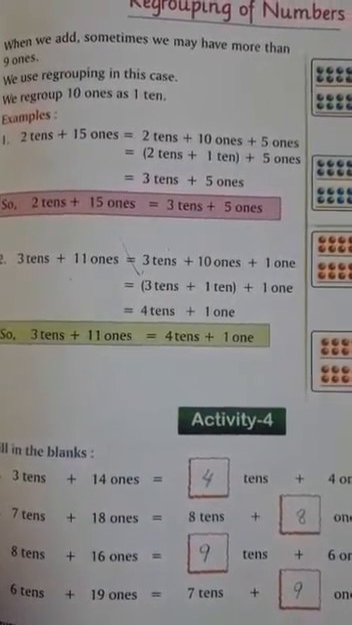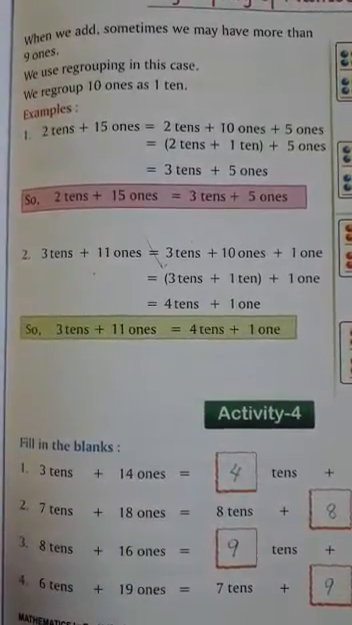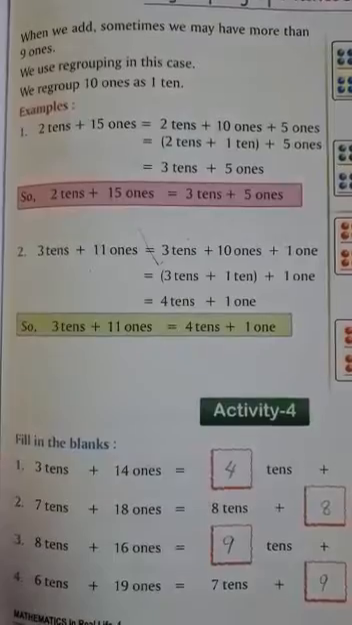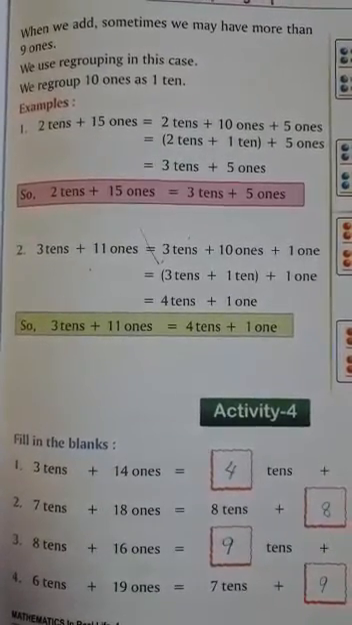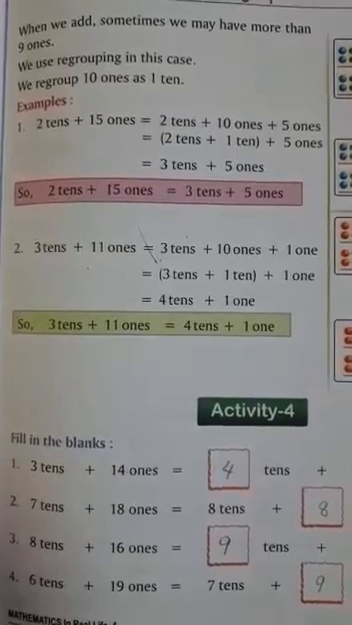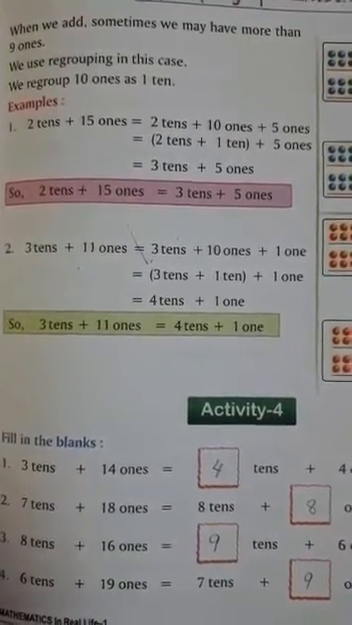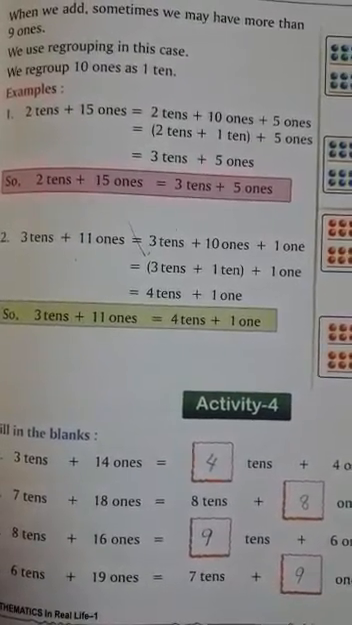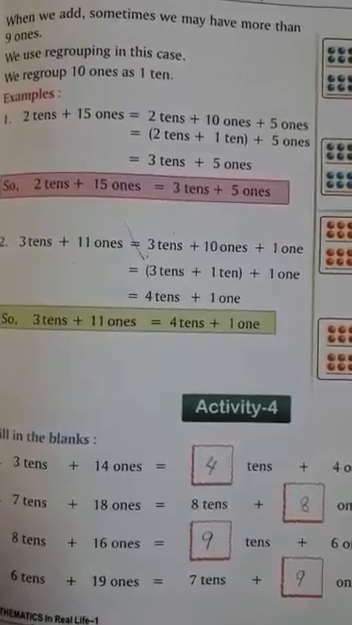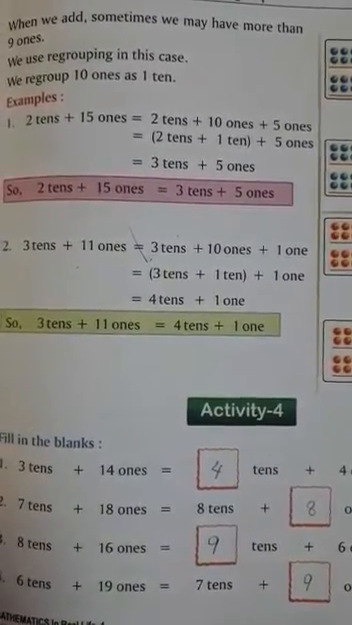When we add, sometimes we may have more than 9 ones. We use regrouping in this case. We regroup 10 ones as 1 ten. So, we can explain it through examples. Let's take our first example: 2 tens and 15 ones.